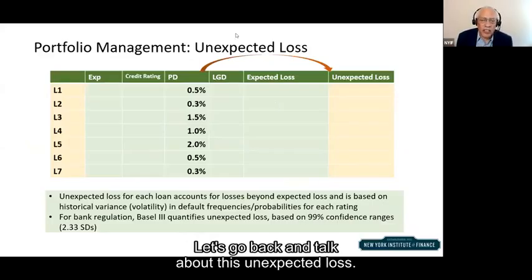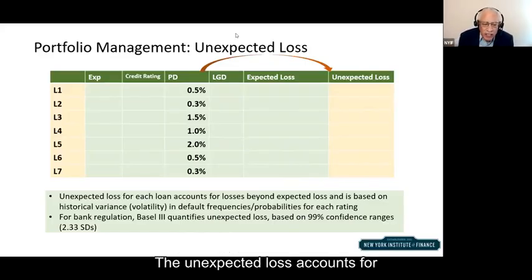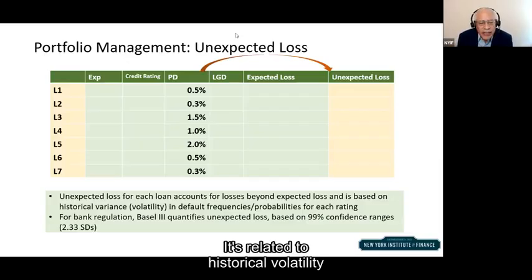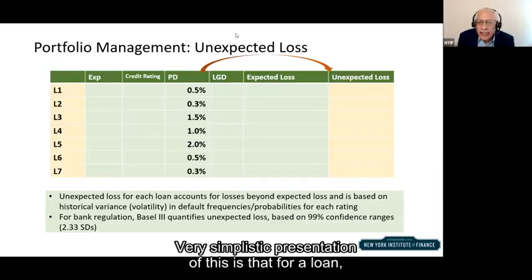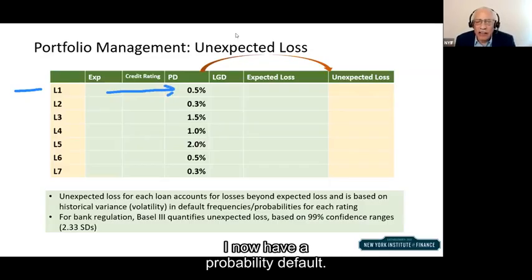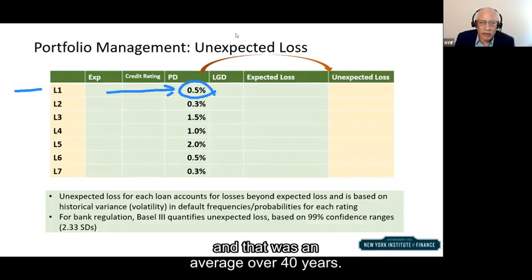So let's go back and talk about this unexpected loss. We have expected loss, but then we have unexpected loss, and the unexpected loss accounts for losses beyond the expected. It's really related to historical volatility in the default probability or default frequency. A very simplistic presentation of this is that for a loan, I have come up with a rating. I now have a probability of default, and that was an average. Remember, we looked at our default frequencies, and that was an average over 40 years.